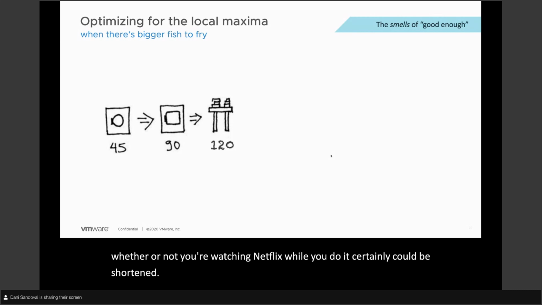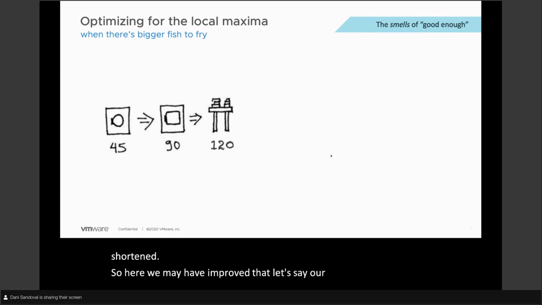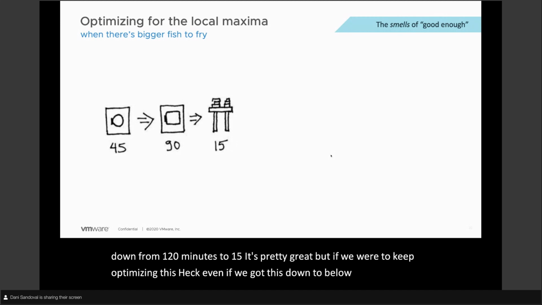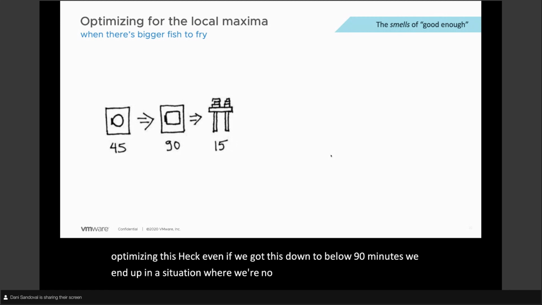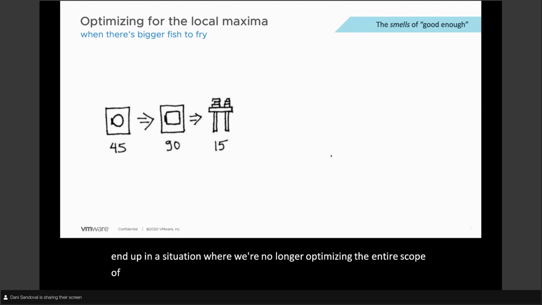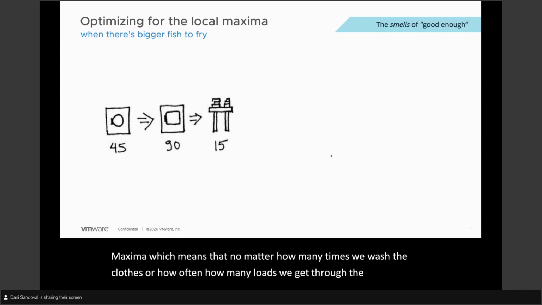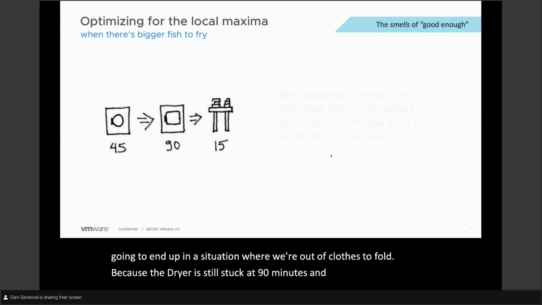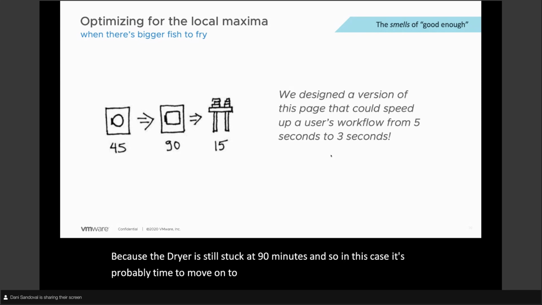So here, we may have improved that. Let's say our first release, we got it down from 120 minutes to 15. It's pretty great. But if we were to keep optimizing this, heck, even if we got this down to below 90 minutes, we end up in a situation where we're no longer optimizing the entire scope of the solution. Instead, we're optimizing for what we're calling the local maxima, which means that no matter how many times we wash the clothes or how many loads we get through the dryer, we're going to end up in a situation where we're out of clothes to fold because the dryer is still stuck at 90 minutes. And so in this case, it's probably time to move on to the next most valuable thing instead of trying to figure out how to optimize the clothes folding solution.